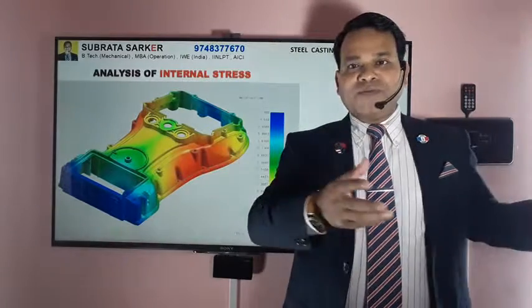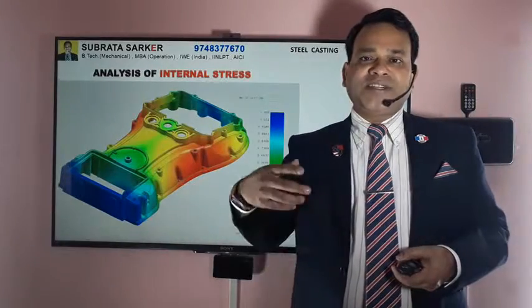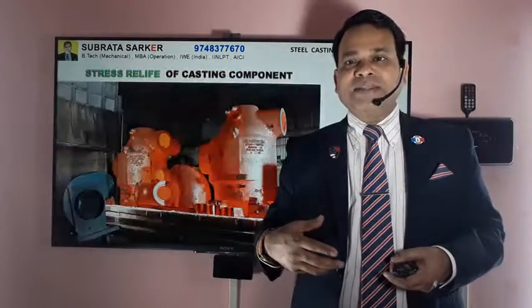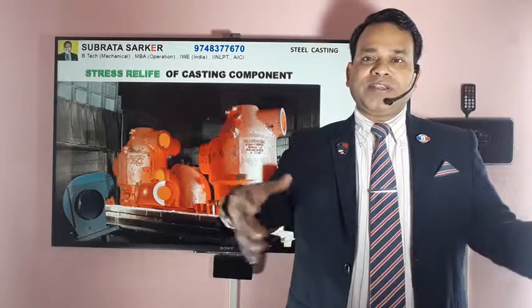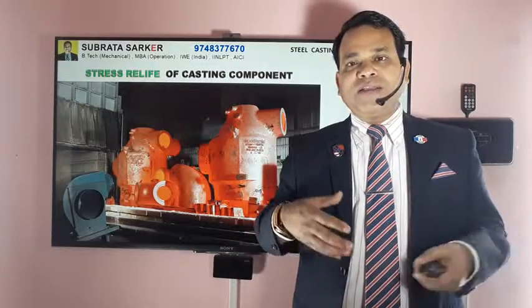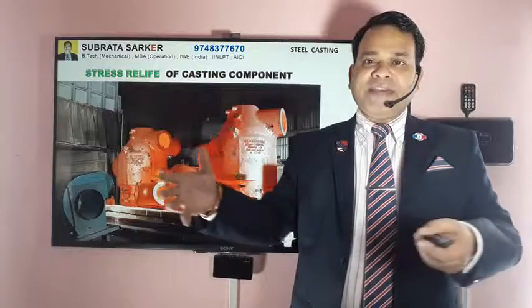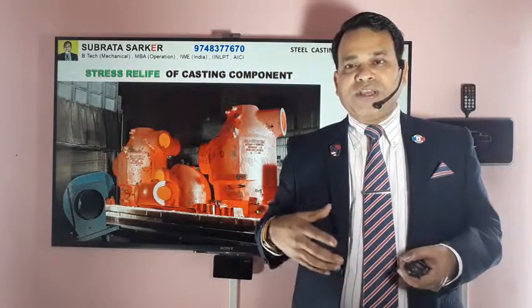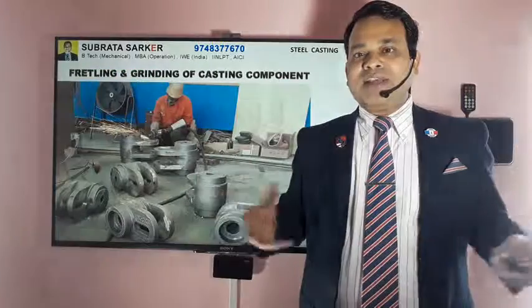Now after removal of the castings from the mold, there is another process, which is stress relieving. It is a heat treatment process where you put the material in a furnace for a specified time period, heating the material and then cooling depending on the rate, either normal cooling or furnace cooling, and then remove the material, so that the material gets an optimum, uniform strength throughout the structure.